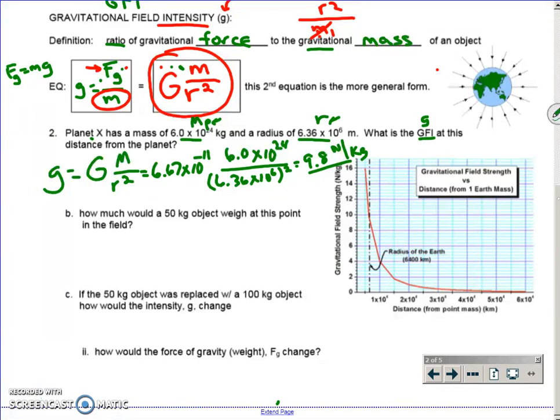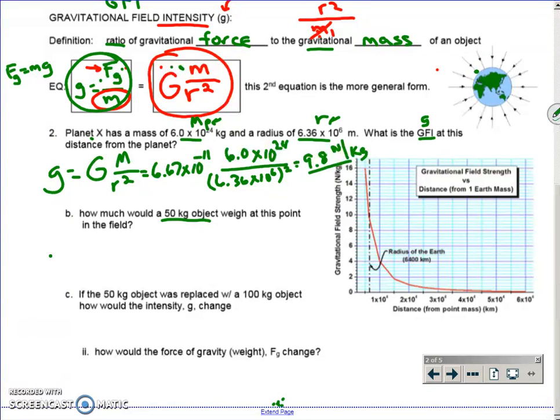Now, what's the use of knowing that the gravitational field intensity is 9.8? And again, we're not talking about an acceleration. Well, we could ask, how much would a 50 kilogram object weigh at this point in the field? If we were to place an object right here near the surface of the Earth, we can ask, what's the force on it? So that's where we use this equation.